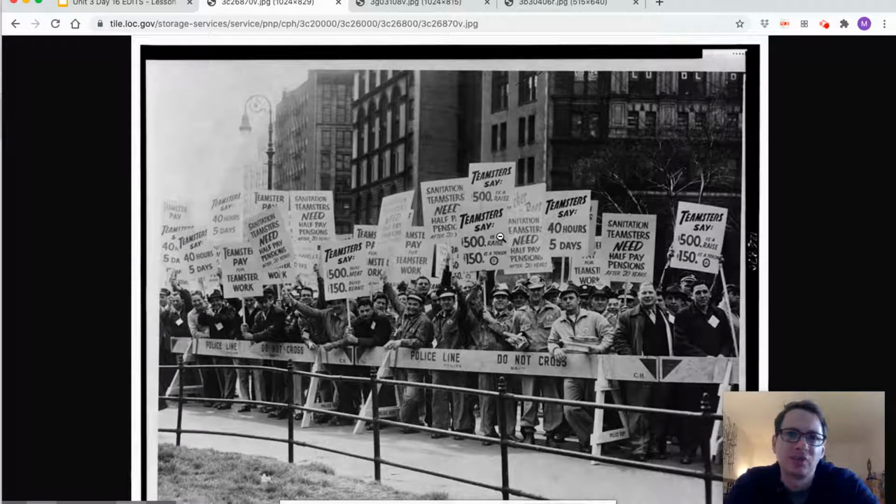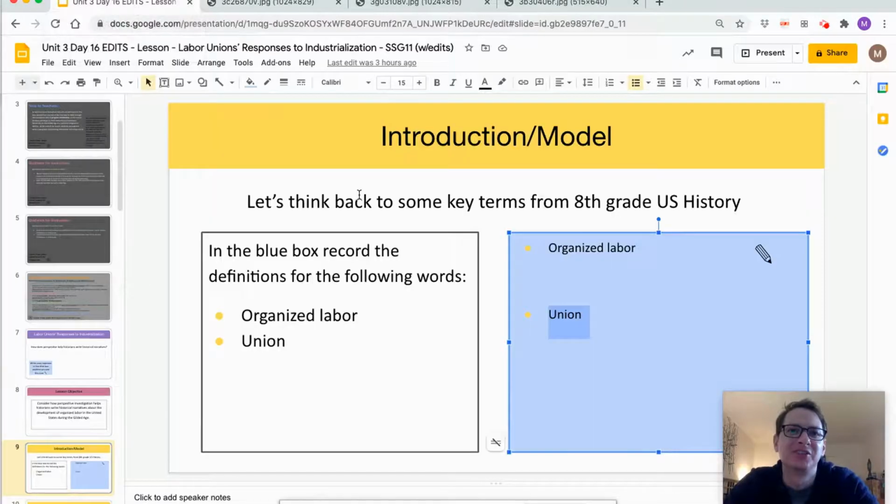And again, I found this photograph by doing an image search on the Library of Congress's site, and I looked for the word union. I would encourage you to do the same, because the results that you find will definitely help you develop your understanding of both of these terms. However, there are also much more modern examples that could lead to you developing your understanding of both union and organized labor.